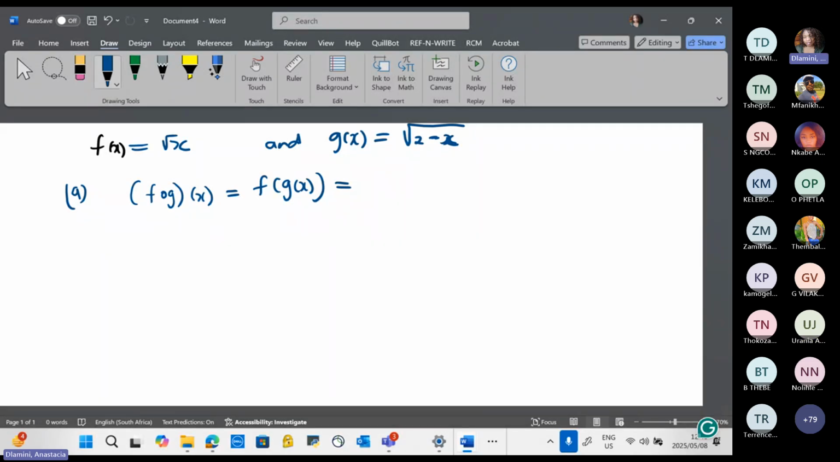This is in your assignment and in your exam. Ma'am, can I try? Put g and f. Yes, please try. Maybe it can be the square root of a 2 minus x. I'm not so sure. Wait, you can't say square root of 2 minus x. Let's do it step by step now because we're doing it in class.